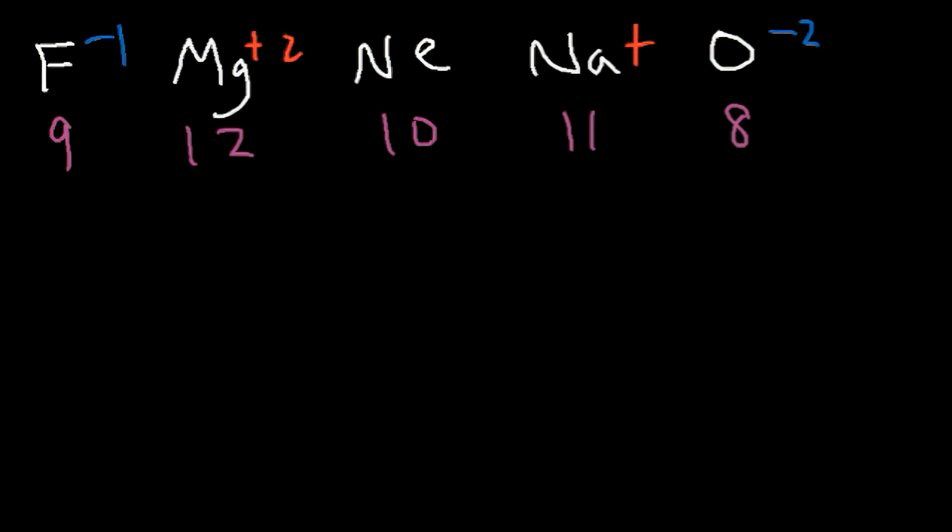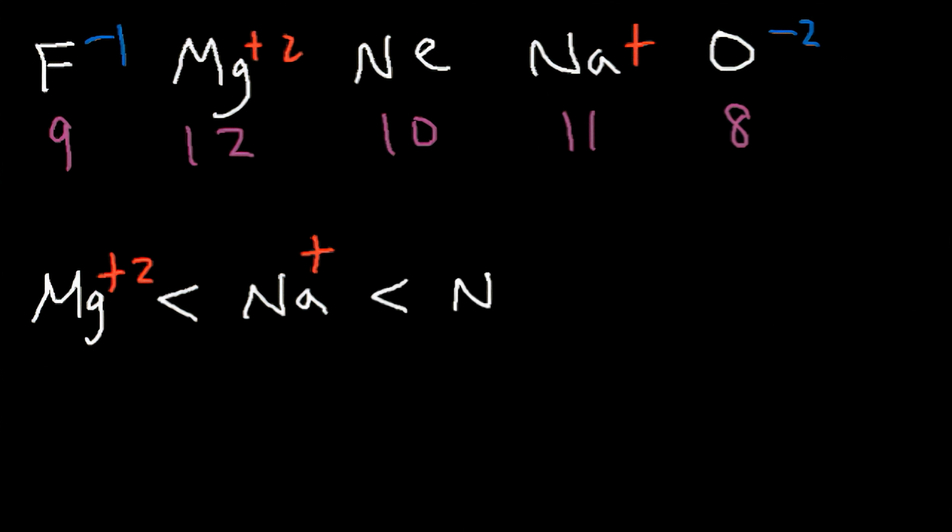So we want to rank them in order of increasing size. Let's start with the smallest one. Magnesium has the greatest number of protons, so it's going to be the smallest. It's smaller than sodium. And sodium is smaller than neon, which is smaller than fluoride. And the oxide ion is going to be the biggest.